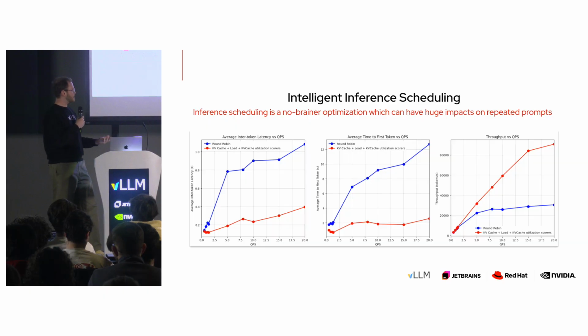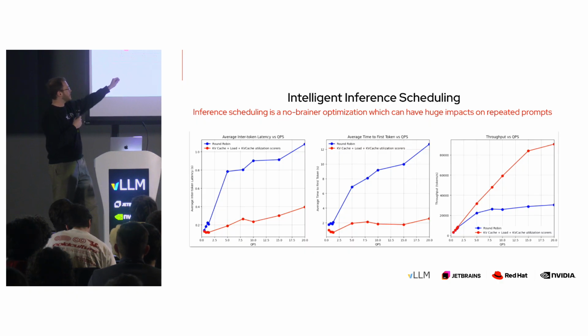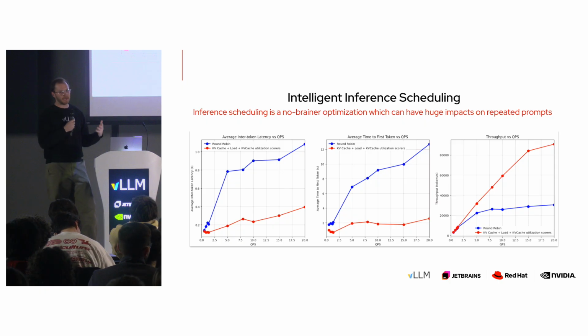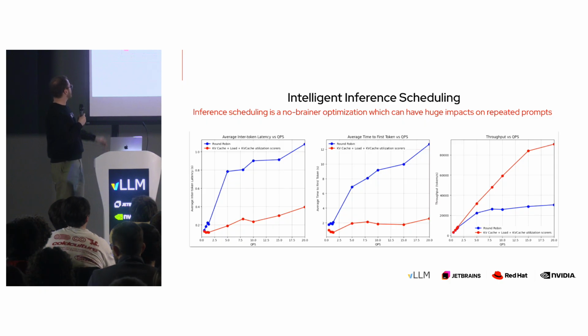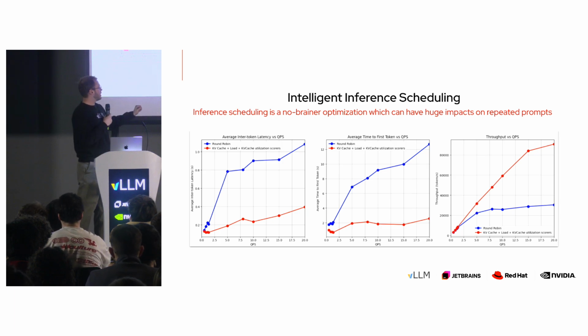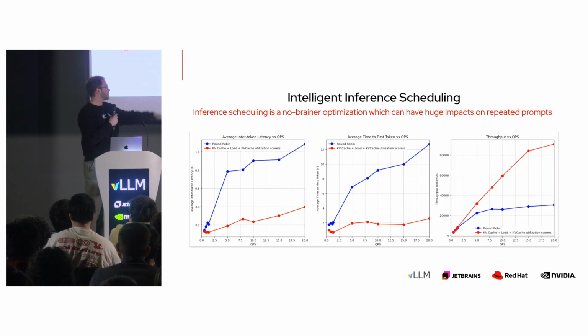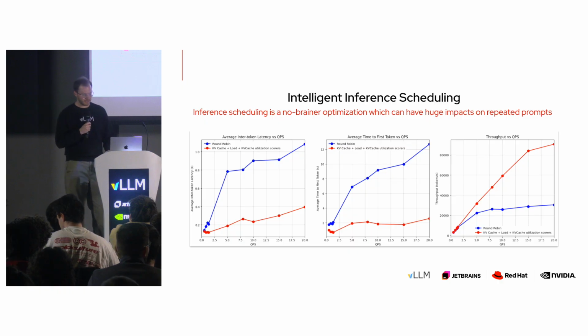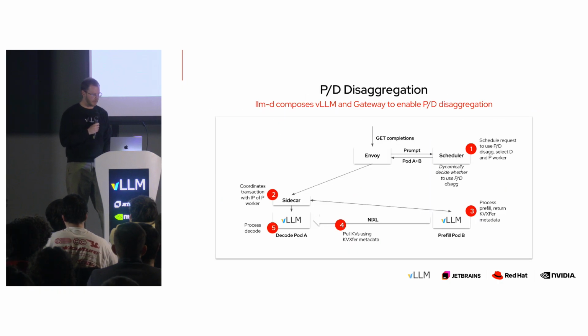And here we have some benchmarks comparing simple round robin style scheduling in the blue line versus taking into account KV cache load and KV cache utilization scores, where lower here is much better: intertoken latency, time to first token, and ultimately throughput is I think 3 times better once we get to a high enough QPS or request rate with the better scheduling. And you can customize this as you like.